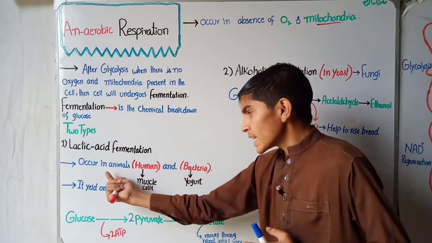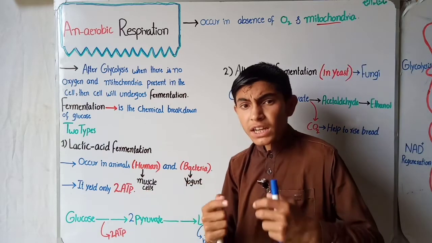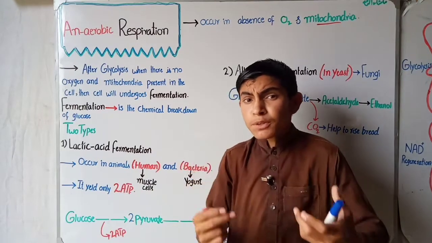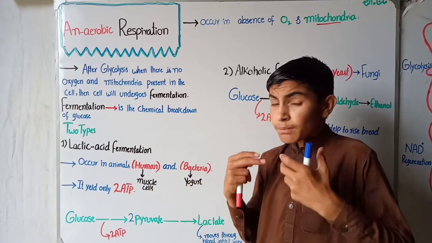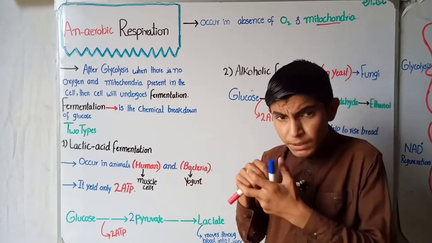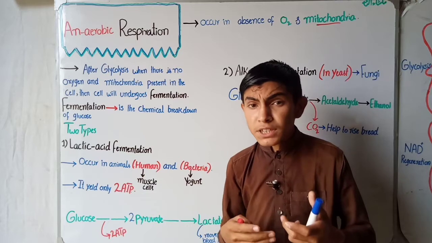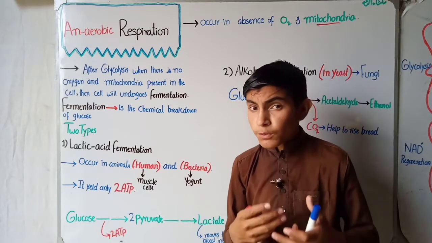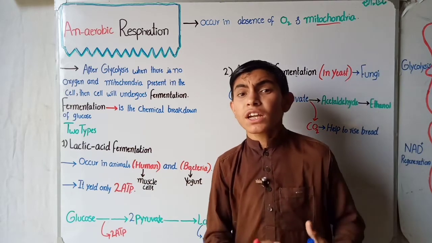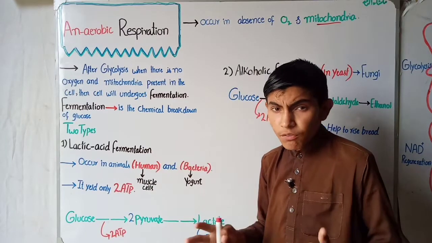Lactic acid fermentation occurs in animals like human beings, and in bacteria. In human beings it mainly occurs in the red blood cells. Okay. In the red blood cell, anaerobic respiration occurs, because in the red blood cell there is a lot of oxygen but there are no mitochondria. So therefore, despite the presence of a huge amount of oxygen, the red blood cell does not undergo aerobic respiration due to the lack of mitochondria.